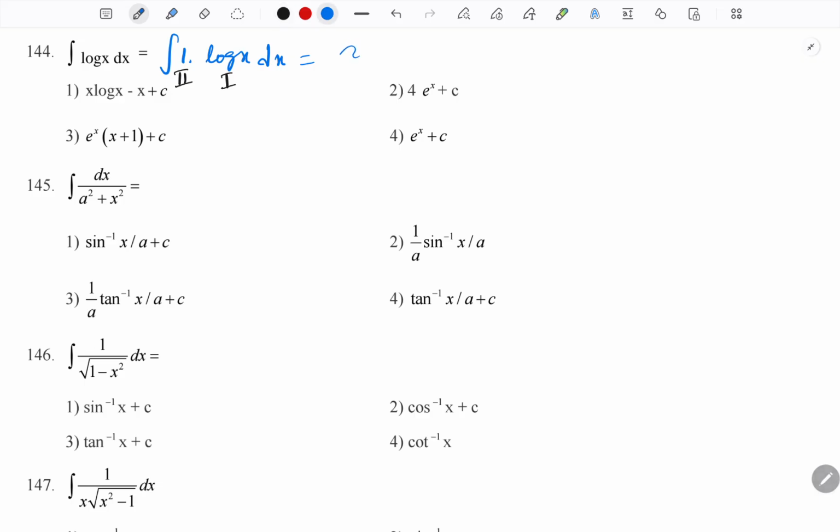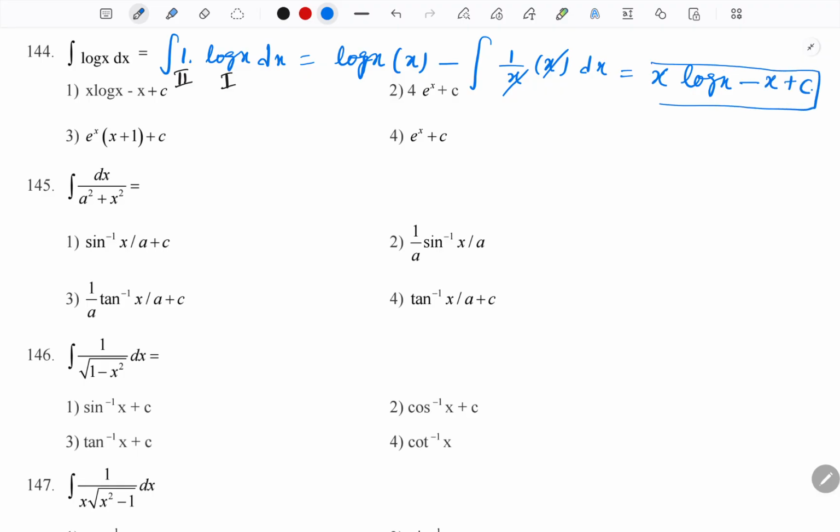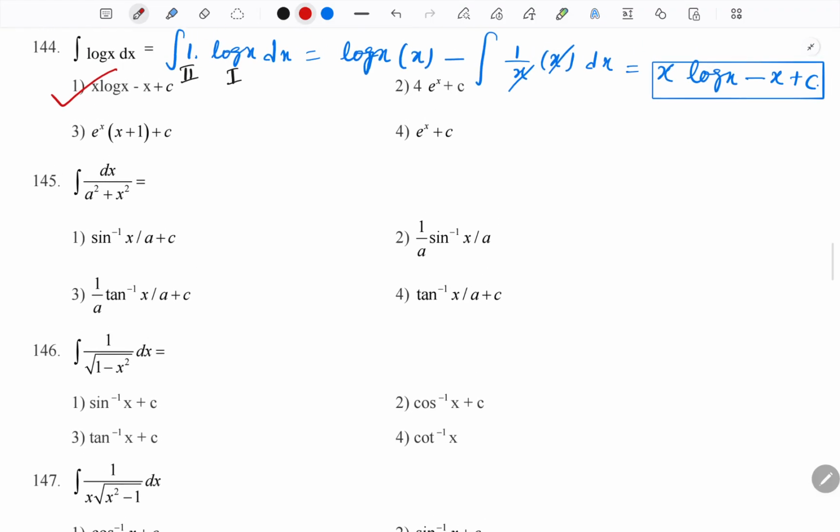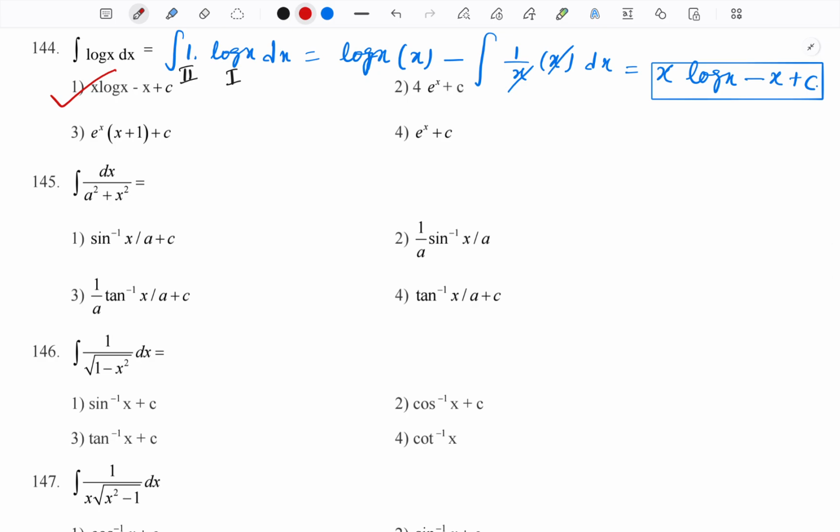Then f is log x, so integral of 1 is x, minus integral of f dash of x, the derivative of log x, 1 by x, times integral of 1 which is x, dx. X will be cancelled, then again 1 dx will come. That answer goes to x log x minus integral 1 dx, which is x plus c. See, again we are getting the same answer: x log x minus x plus c. Clear? It's a standard formula. Integral log x dx is x times log x minus x plus c, and it should be remembered.